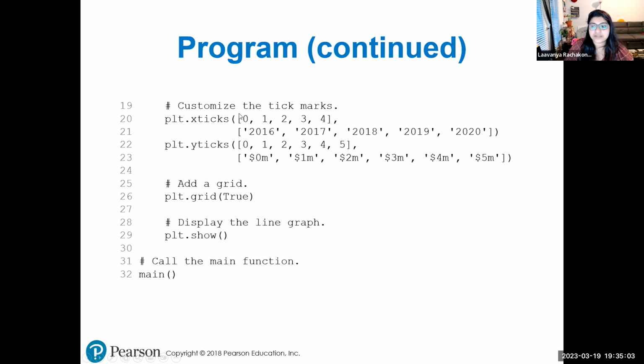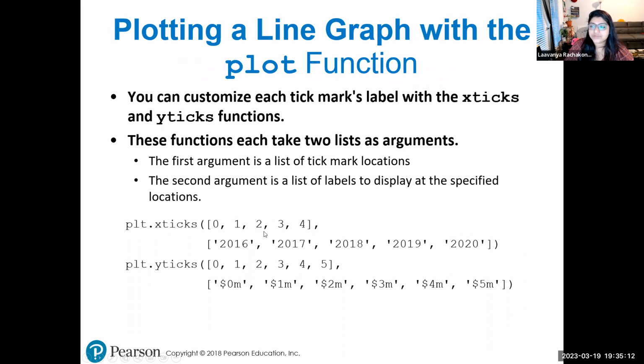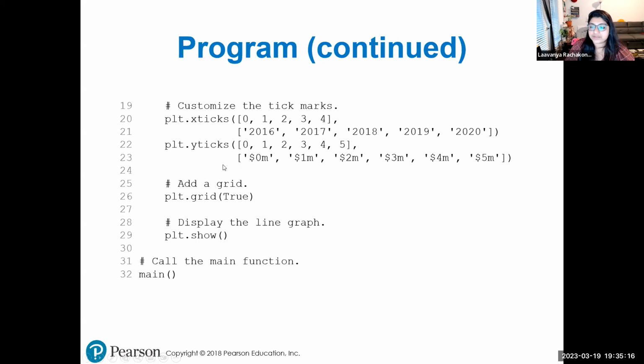These are all the locations of the ticks, and these are all the labels. This is the list of tick mark locations, and these are the list of labels. Next, if you want to add a grid, if you have ever looked at a graph, you will see lines, which is like a grid. I'm just setting this to True to represent a grid, and then show.